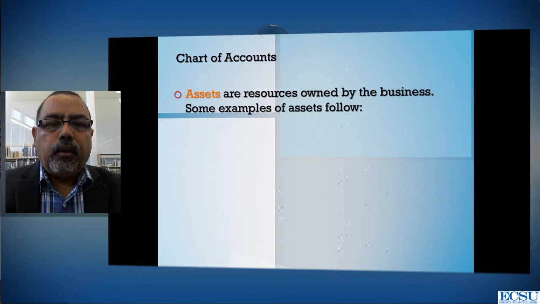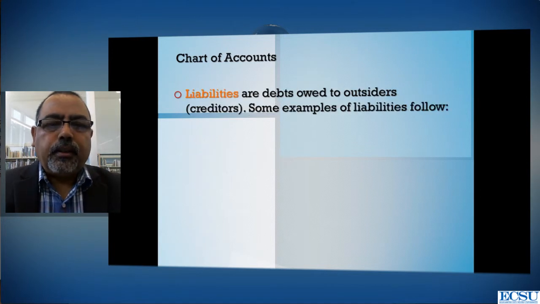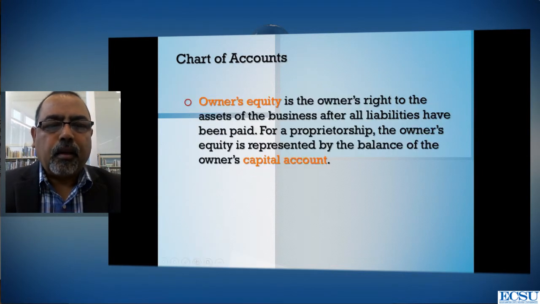Now we all know in the first chapter we learned assets are resources owned by the business, and some of the examples of the assets are cash, supplies, accounts receivable, buildings. Liabilities are debts owed to outsiders, and they are creditors, and some examples of liabilities are accounts payable, notes payable, wages payable, or interest payable.